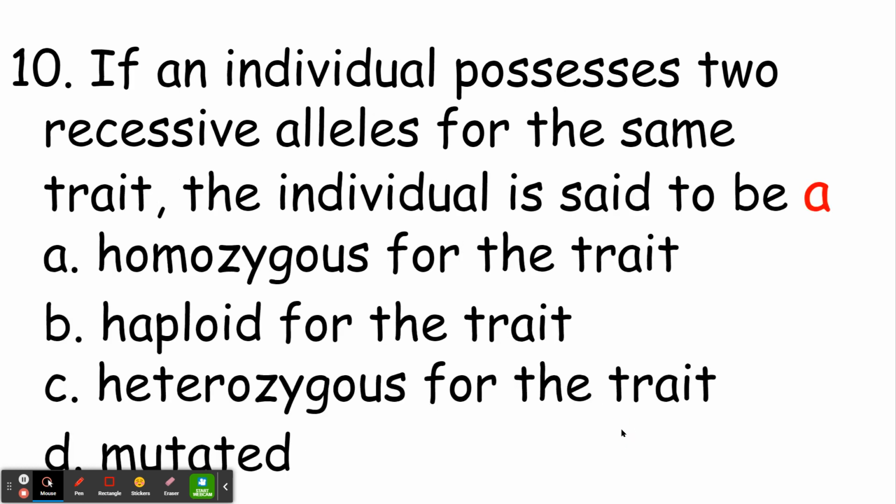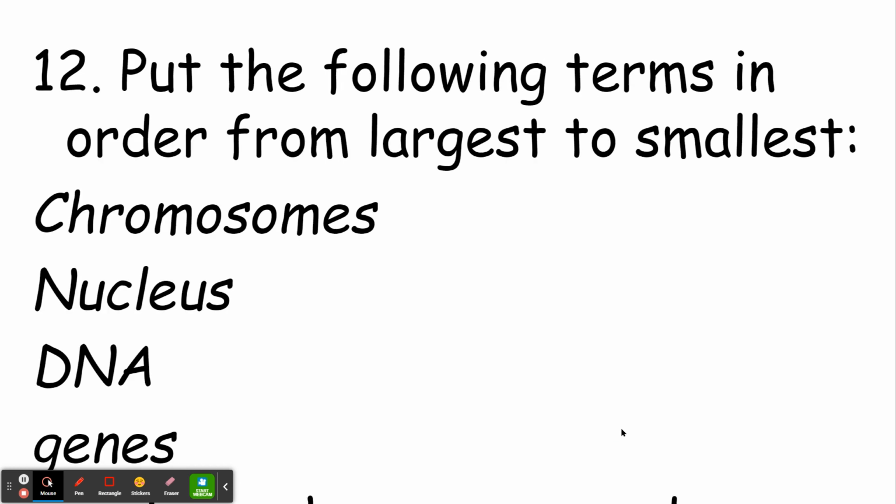If an individual possesses 2 recessive alleles for the same trait, the individual is said to be homozygous for the trait. Put the following terms in order from largest to smallest: chromosome, nucleus, DNA, and genes.